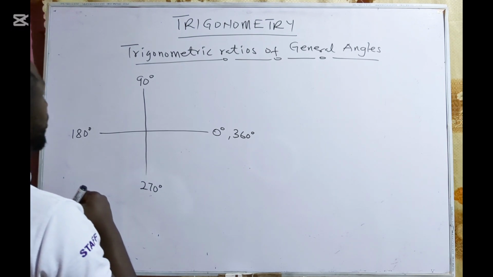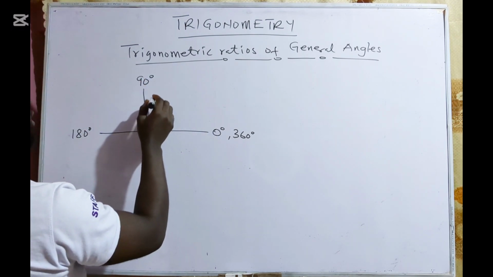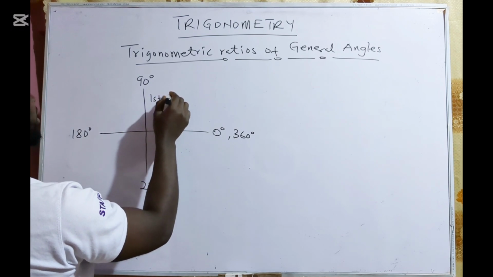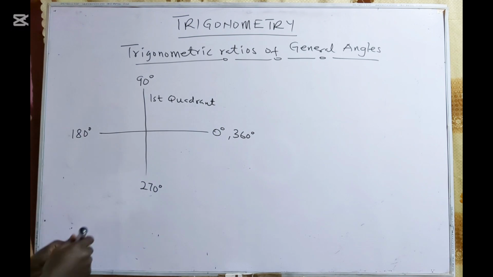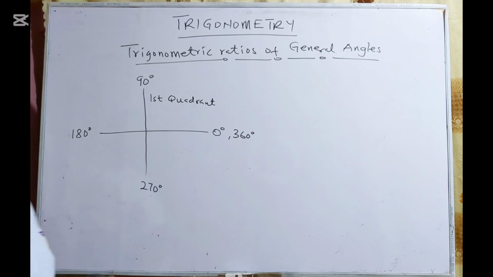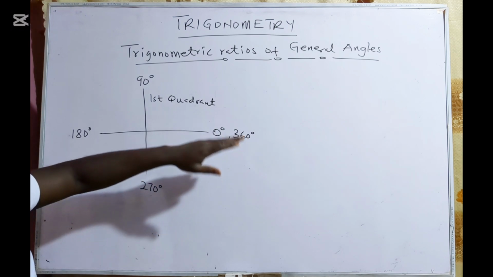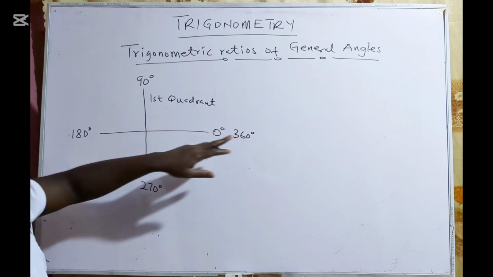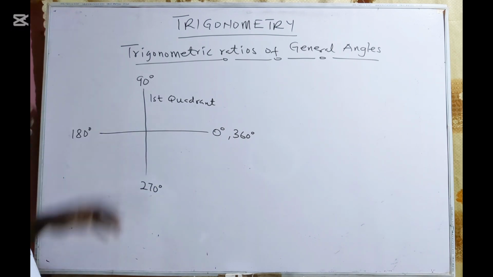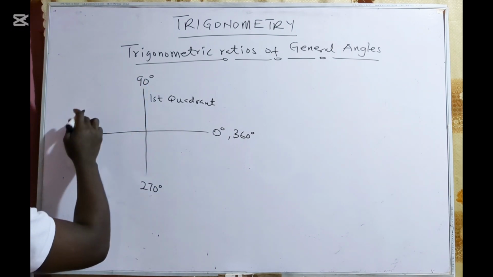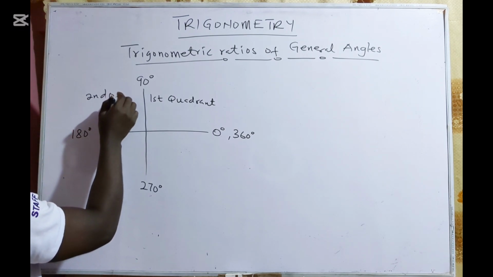So from 0 to 90 degrees is called the first quadrant. And what is a quadrant? A quadrant is a quarter of a circle. So when I go around this, I'm getting a full circle, which is 360 degrees. So the first quadrant is just a quarter of a full circle, and then from 90 to 180 we call the second quadrant.